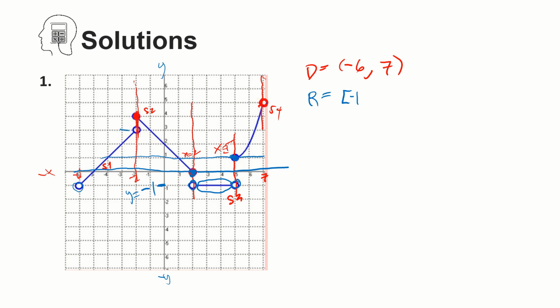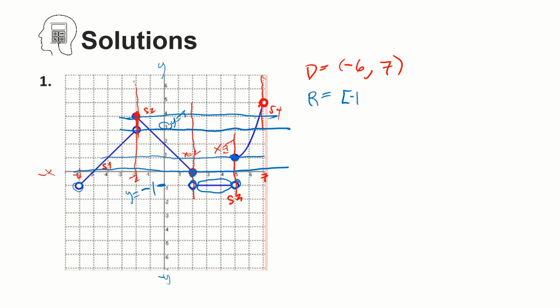And then if we look again at this section of the graph, one of the graphs does not include y is equal to 3. So our subfunction 1 does not include y is equal to 3. However, our subfunction 2 and subfunction 4 include y is equal to 3. Therefore, 3 is included.